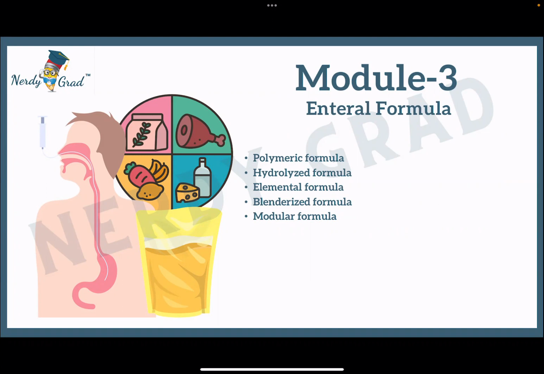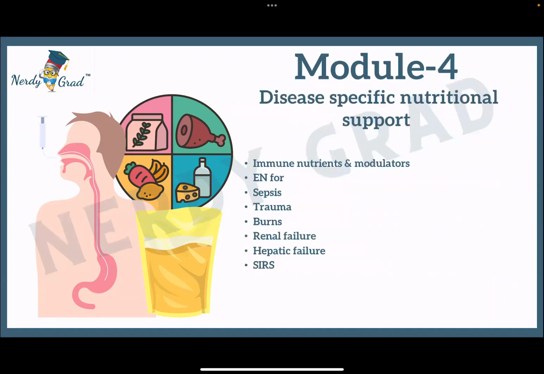So Module 4 is disease-specific nutritional support, in which we'll look into immunonutrients and modulators, and EN support for sepsis, trauma, burns, renal failure, hepatic failure, and SIRS.